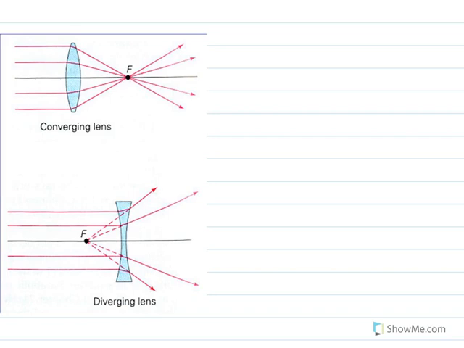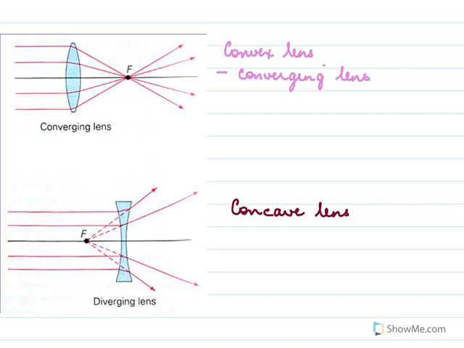So we make a little comparison between the concave and the convex lens. So the first lens here is convex, and we have seen that the convex lens is a converging lens. The rays meet, it brings rays together, a converging lens. And here we have a concave lens, and in the concave lens the rays spread out. It's a diverging lens.